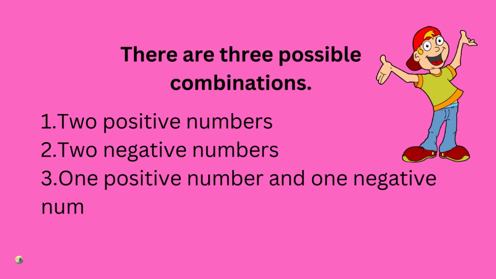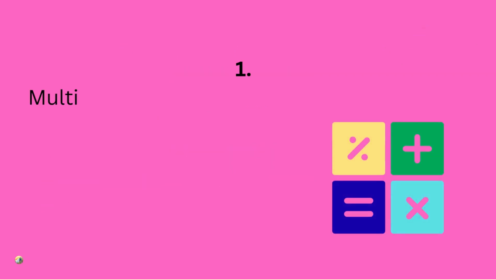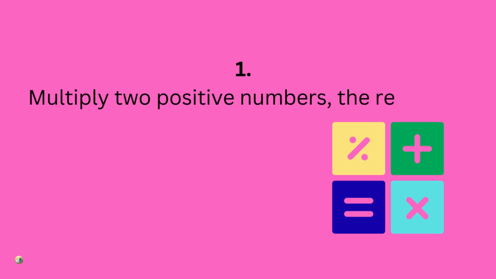First combination is when we multiply two positive numbers. Second combination is when we multiply two negative numbers. And the third combination is when we multiply one positive number and one negative number. For each of these combinations, let's talk about what happens when we multiply.